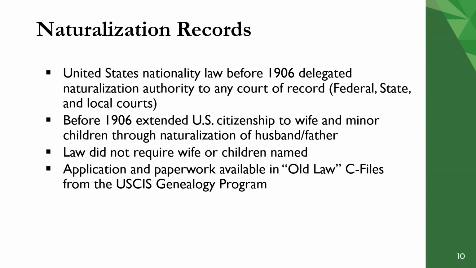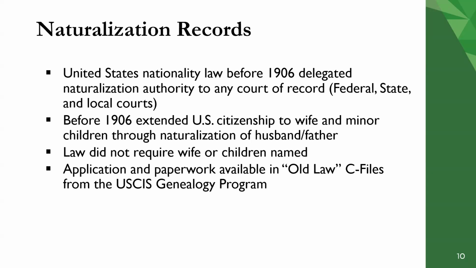Before 1906, this is where it gets a little tricky. They could have naturalized in a federal court or a state court or a local court. It just depends. So at that particular point, you're going to be looking at several different places to find the information that you're looking for. Also, on their forms, the wife did not need to be listed, nor did the minor children. It was just automatically assumed if that person was married, they would be automatically naturalized when the husband or the father naturalized.